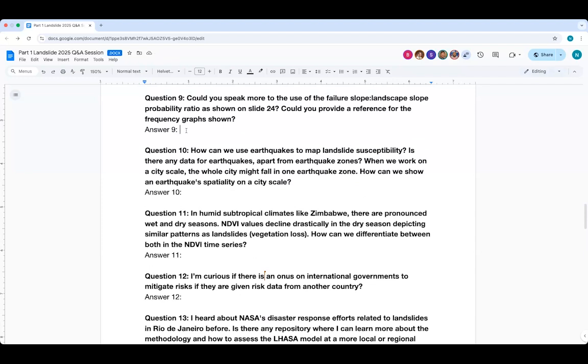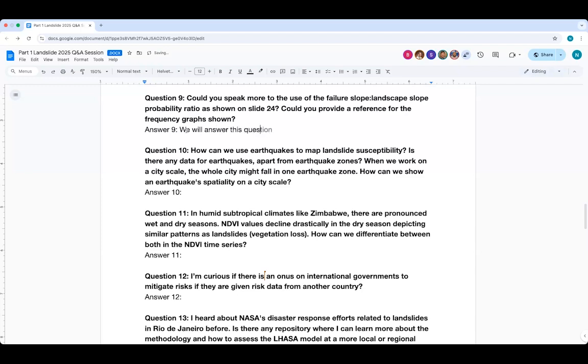So I am going to have to go and find where slide 24 is in these slides. Give me 1 minute. Just going to pull up the slides quickly. Apologies. Oh, if you wouldn't mind if we jump back to that question in a second, I'll have that. No problem. We will move on to question 10, and we'll come back to question 9.